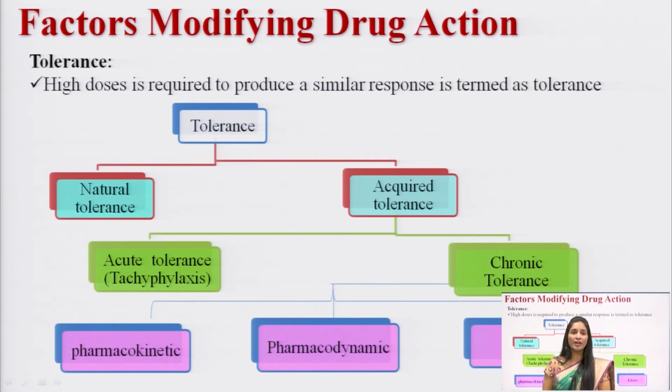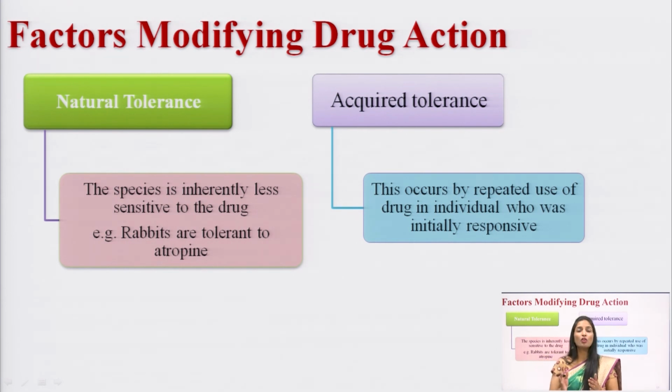And the next one is tolerance. Tolerance has been classified into natural and acquired tolerance. Acquired tolerance is further classified into acute and chronic. And chronic is further classified into pharmacokinetic, pharmacodynamic and cross tolerance. So what is natural tolerance? Naturally the tolerance is produced inside the body. For example, rabbits are tolerant to atropine. And what is acquired tolerance? With the repeated dose you give of a particular drug, an individual can develop acquired tolerance. So this happens with the repeated administration of a drug.